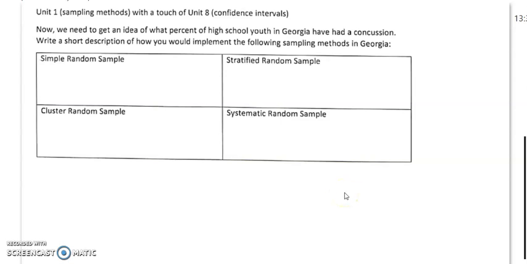Okay, so let's move off of experiments for a bit and just talk about some sampling methods with respect to doing a survey or an observational study. So if we need to get information or an idea of what percent of maybe high school youth in Georgia have had a concussion. So we're off of the spit test and we're just about concussions and just doing a little investigative background information. They want us to write a short description of how you would implement the following sampling methods in Georgia. All right, so a little real-world aspect over here.